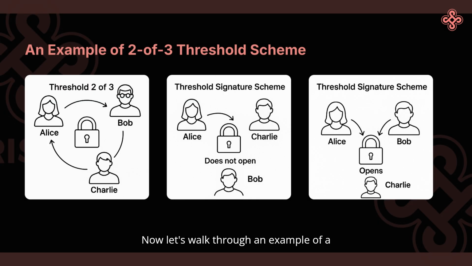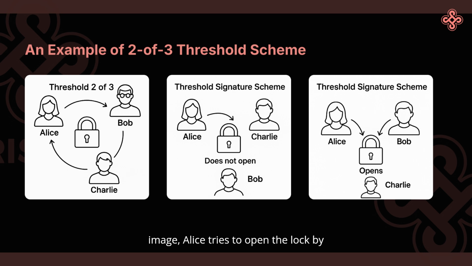Now let's walk through an example of a 2 of 3 threshold scheme. In the left image, we see 3 participants, Alice, Bob, and Charlie, standing around a lock. Each of them holds only a partial share of the key. No one has the full key.